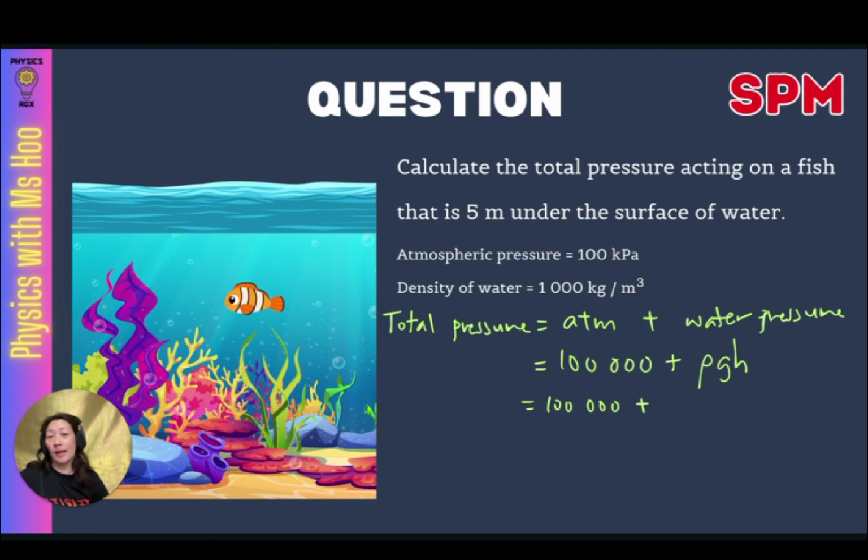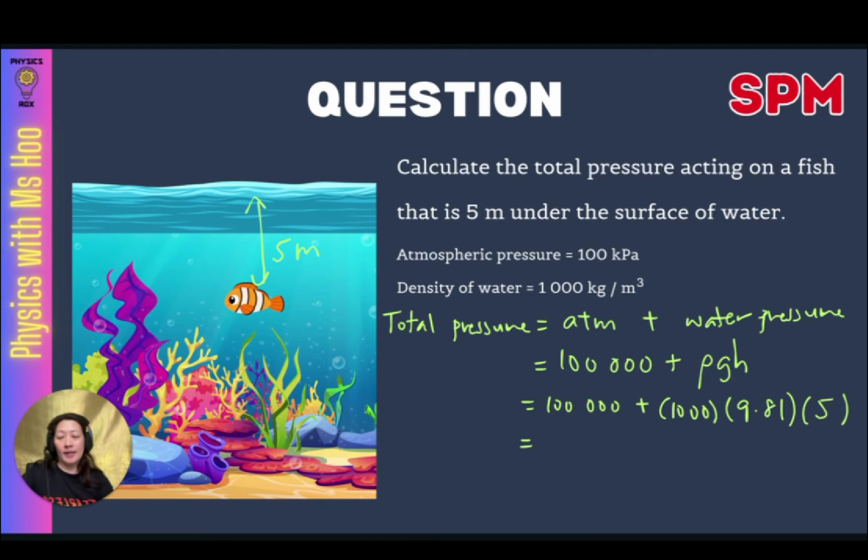So now we're going to sub in the values for rho GH. So rho is the density of water, which is 1000 kilogram per meter cube. G is 9.81 meters per second squared. And H is 5 meters, which is the depth of the fish that's under the surface of the water.